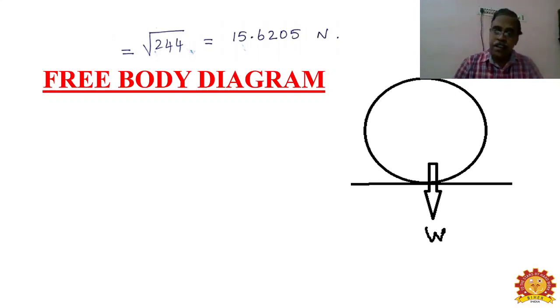Let us take a sphere of certain weight W. It is just resting on a horizontal ground, as shown in the diagram. The weight is acting perpendicularly downwards, and from the ground there will be some resistant force acting in the opposite direction. That is given by R, and the resistant force R acts in the opposite direction. Hope you can understand the concept very clearly.